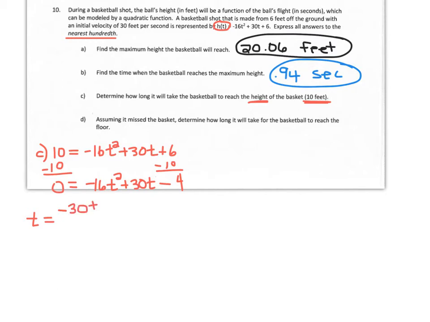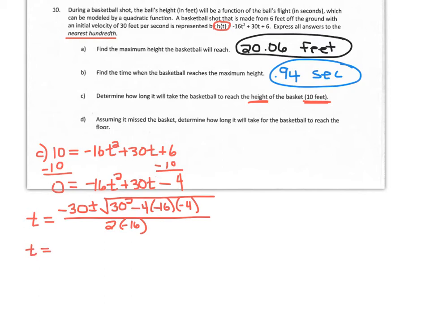plus and minus the square root of b squared, so 30 squared. Since it's positive, you don't have to put it in parentheses, but if it was negative, you would have to. And then minus 4 times a, which is negative 16, times c, which is negative 4. And that whole thing's going to be over 2 times a, so 2 times negative 16. All right, so that gives us t equals.